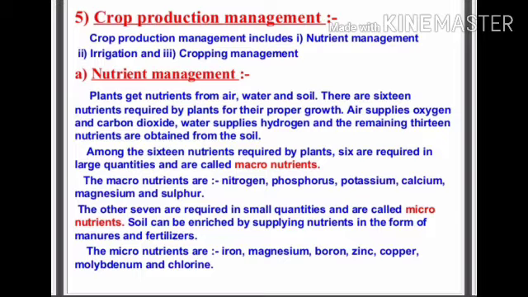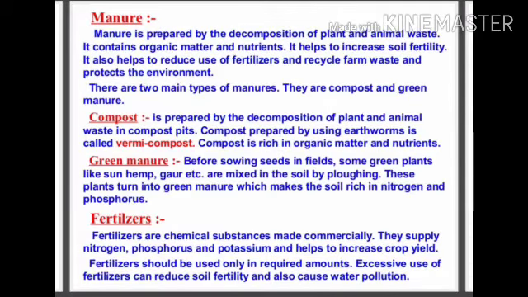After nutrient management, we have to discuss how these nutrients can be increased. Like we can use manure, which is the decomposition of plant and animal waste. It contains organic matter and nutrients. It increases soil fertility. It also increases the water capacity of the soil which is used by the plants. Compost can be used, and organic manure can also be used.